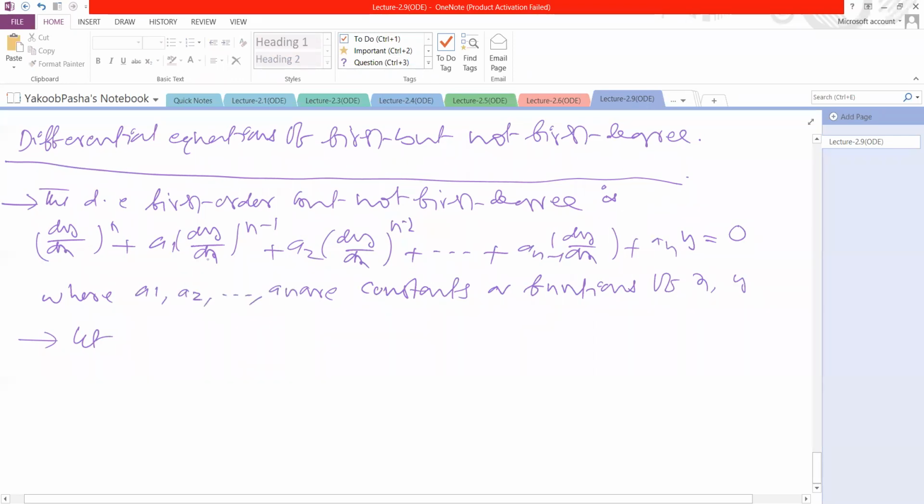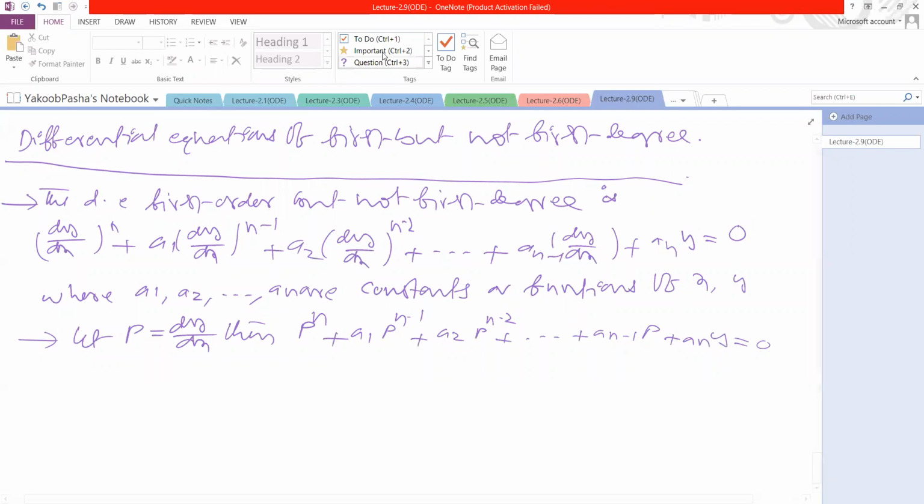Okay. So if you take p equal to dy by dx, that is first order derivative. ఇక్కడ చూడండి, అన్ని డెరివేటివ్లలో ఫస్ట్ ఆర్డర్ ఉంది. ఇక్కడ ఏమో డిగ్రీ n, ఇక్కడ ఏమో డిగ్రీ n minus 1. కాబట్టి these type of differential equations are called first order but not first degree. So if you take p equal to dy by dx, then the differential equation is of the form p power n plus a1 into p power n minus 1 plus a2 into p power n minus 2 plus and so on an minus 1 into p plus an into y is equal to 0. This is the differential equation.